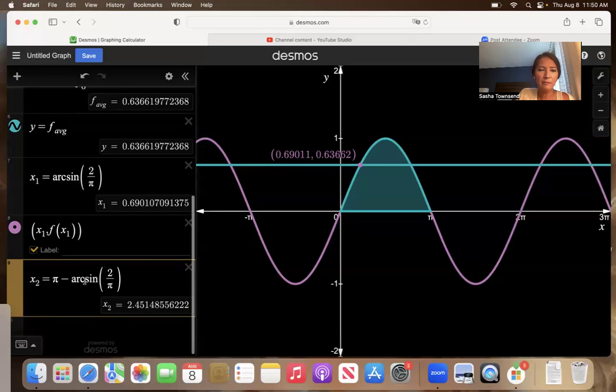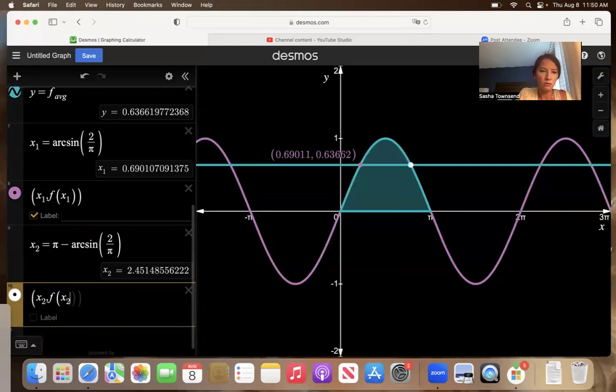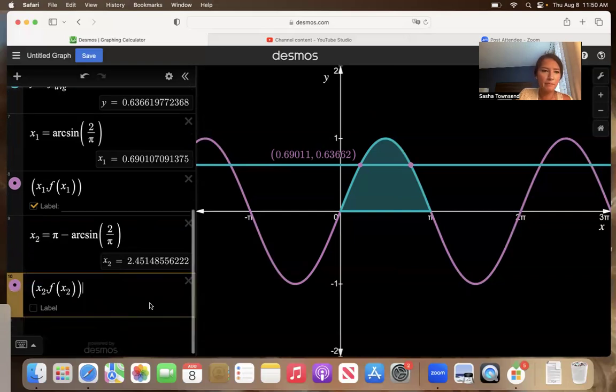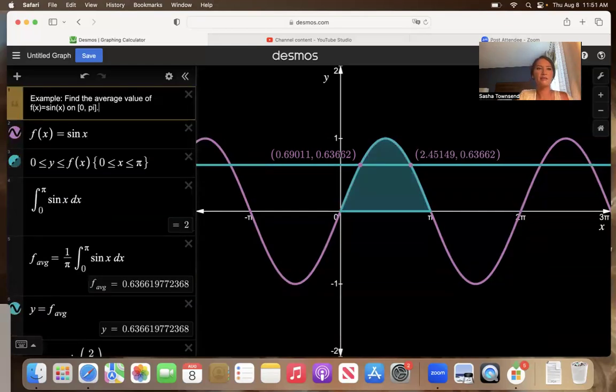So x2 is pi minus that reference angle. And let's plot x2, f of x2. And yeah, those are the points of intersection. So those are our two solutions. What did the question say? It said, find the average value of f on the interval from 0 to pi. It turned out to be approximately 0.637, which is 2 divided by pi.